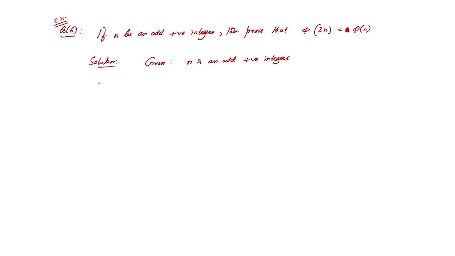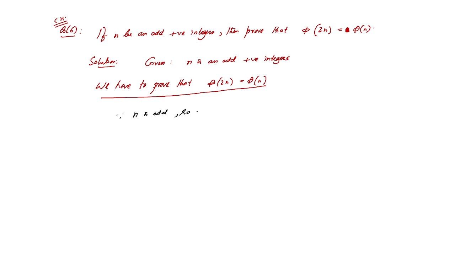What we have to prove here is that phi of 2n is basically phi of n. So start with phi of 2n. Before that, since n is odd, what can we say? GCD of 2 and n will be 1, because n is odd, which means there is no factor of 2. So GCD of 2 and n will always be 1.